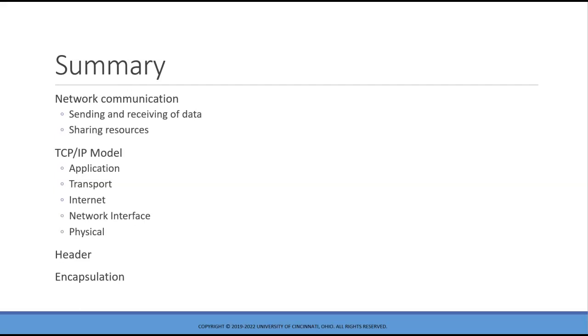And the physical layer is responsible for transforming the bits that reside in the computer into the signal that is sent over the network. Headers tell the system how to process the data. Encapsulation describes how data is packaged and how information is passed between layers.